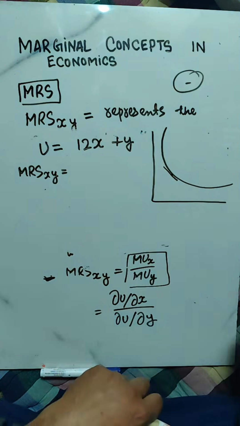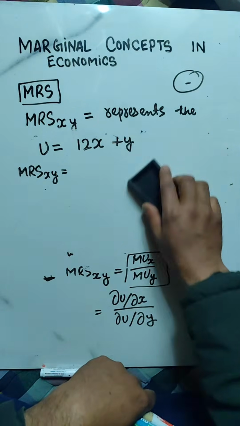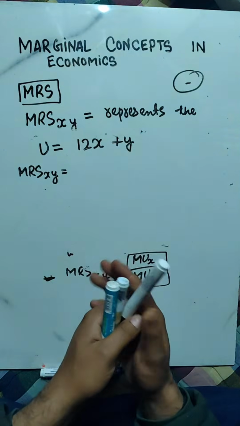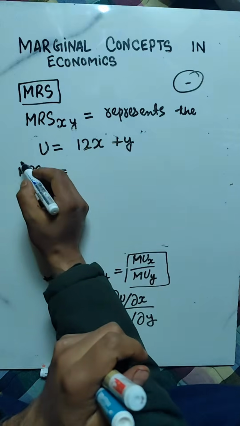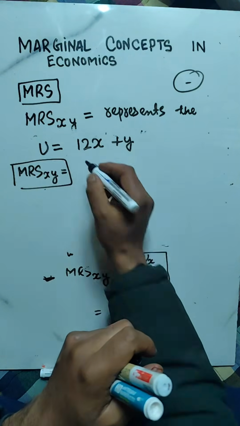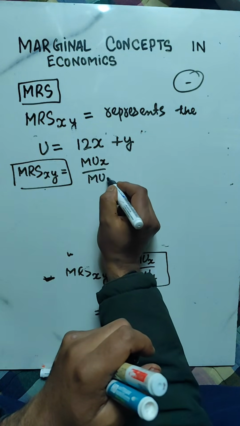So we will not take the negative value here for the sake of simplicity, we know this thing. If we want to find out the marginal rate of substitution between good X and Y, it will be the ratio of the marginal utility of good X upon marginal utility of good Y.